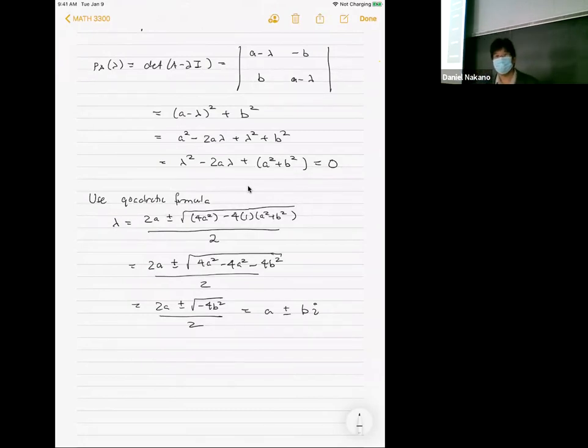So the eigenvalues are just going to be the complex numbers A plus Bi. Okay, so these are the eigenvalues.